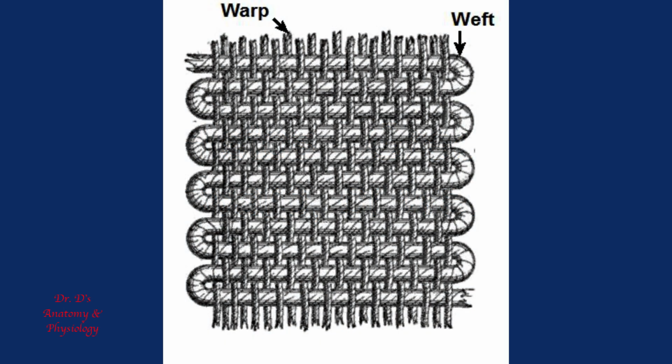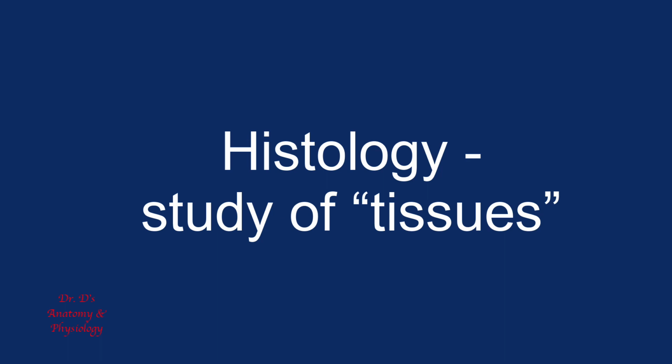The warp is a word derived from weaving and represents the longitudinal threads across which the threads of the weft is woven under and over to form the textile. But what does this have to do with histology, which is the study of tissues?